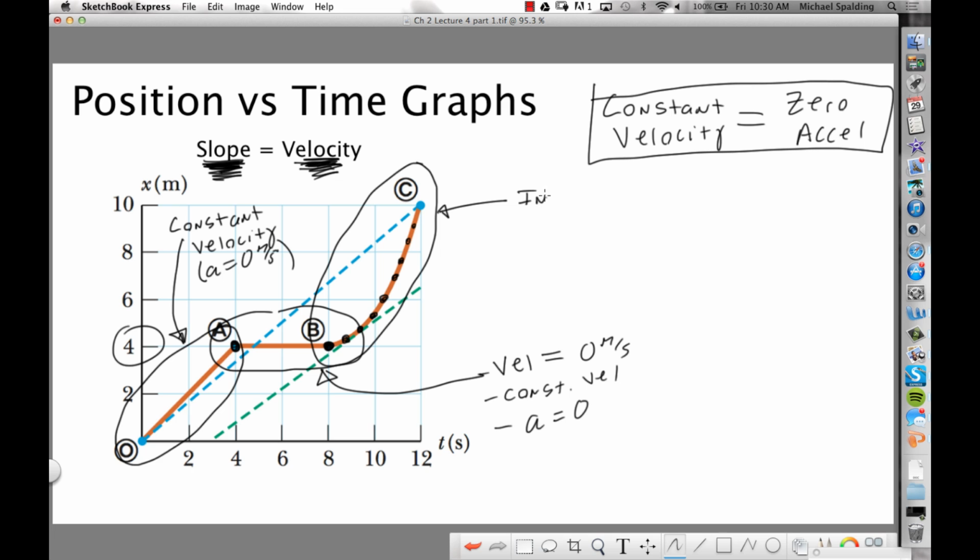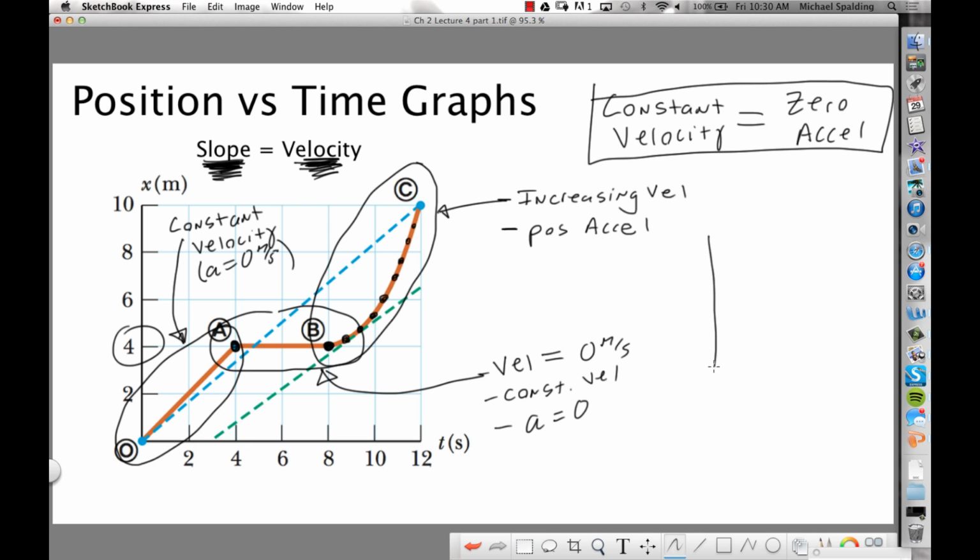So this is increasing velocity. Okay? So is there an acceleration? Yeah? Would you call this a positive acceleration or a negative acceleration? It's a positive acceleration. And by the way, what would a negative acceleration look like?